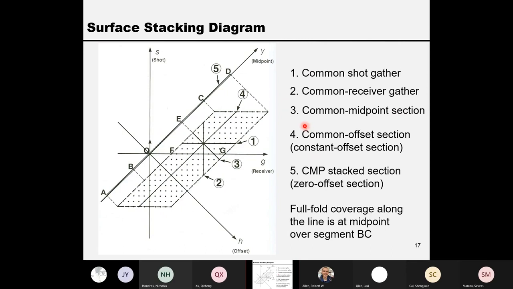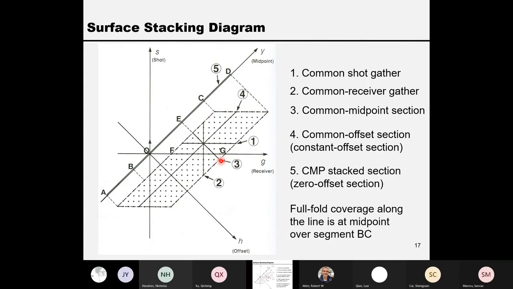Another one is called a CMP section, common midpoint section, which is 3 here. This is slightly difficult to understand. Let's see why this one is called a CMP gather. This one, source here, receiver here. So the midpoint is here, right? Because source and receiver are at the same point, the source-receiver distance is 0. When the source and receiver are at the same point, the midpoint is of course at the same position, right? So for the next line here, next shot here, source here, receiver here, midpoint here, right?